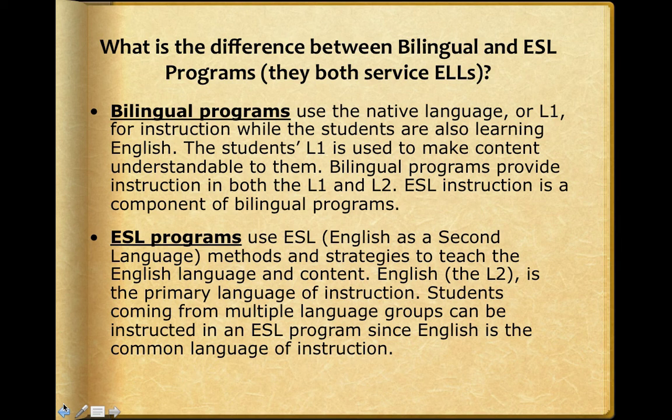And I just want to emphasize that ESL is not the same as the term you may have heard, sink or swim, when they just kind of throw you in and you have to just survive in another language. ESL is very conscious, as is bilingual, of the fact that you have learners who are having to learn content alongside a second language.